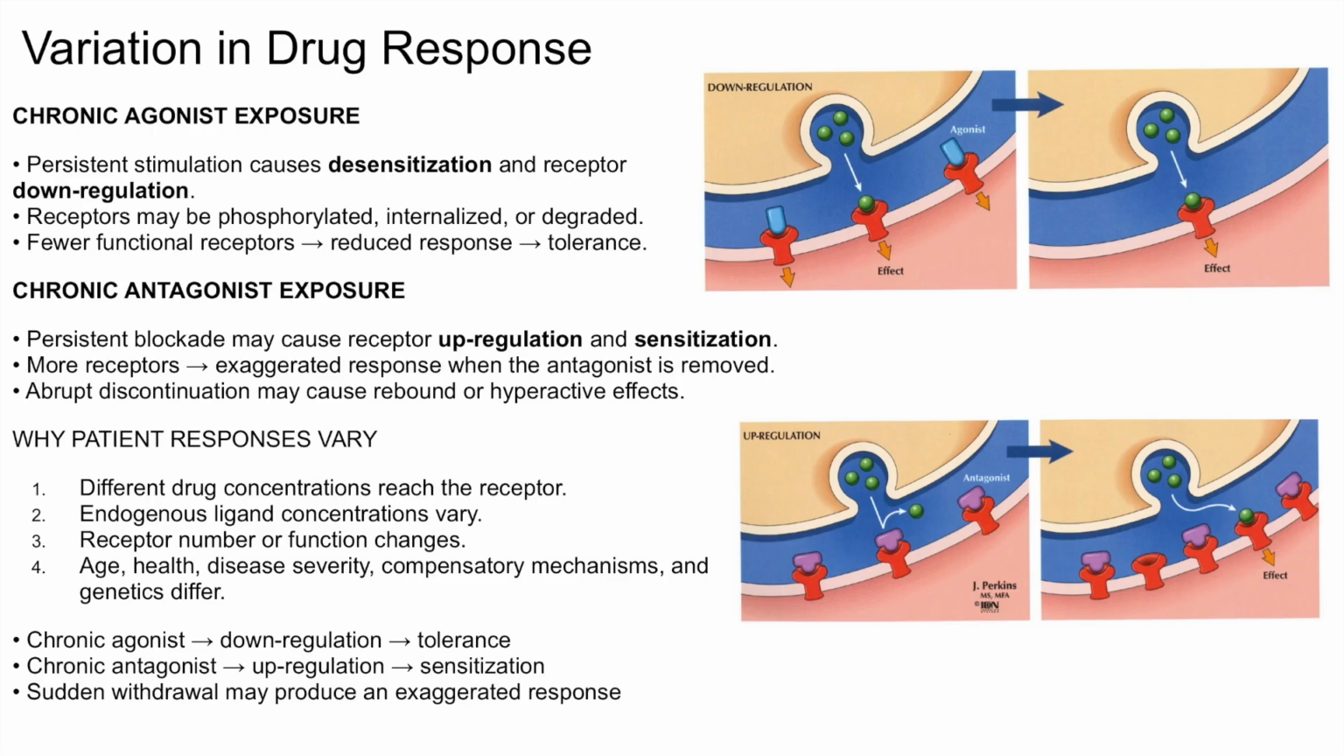Chronic antagonist exposure often produces the opposite adaptation, right? Persistent receptor blockade may cause receptor upregulation and sensitization. If the antagonist is suddenly discontinued, the increased number and sensitivity of receptors can produce an exaggerated rebound response. Patients also differ because of drug concentrations at the receptor, endogenous ligand levels, receptor number and function, genetics, age, organ function, disease severity, and compensatory physiology. The high yield pattern here is chronic agonist exposure causes downregulation, whereas chronic antagonist exposure causes upregulation.